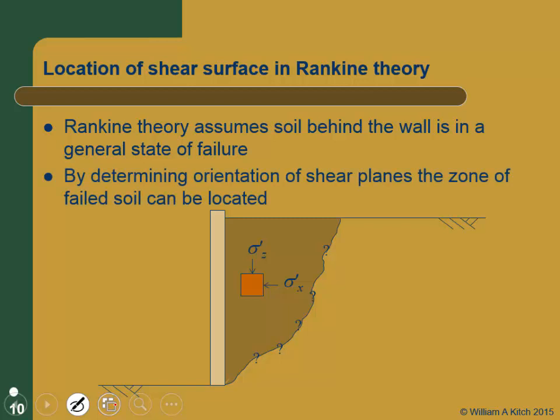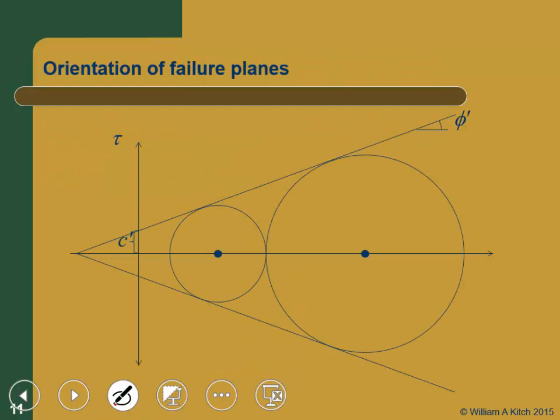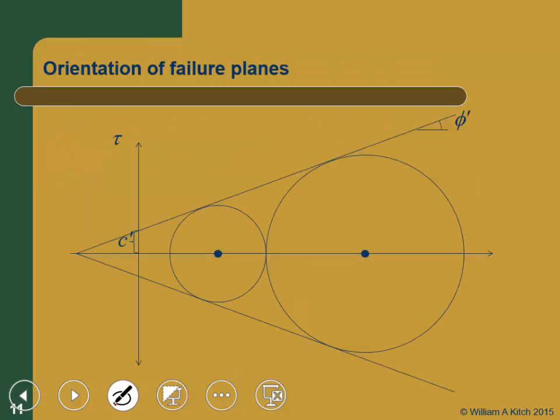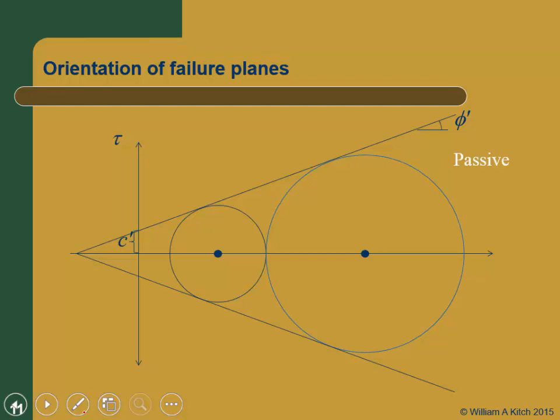So if we can determine the orientations of the shear planes, the failure planes, then we can locate where the failure surfaces are. So here's my 2 more circles, the passive circle and the active circle. So let's start with the passive case. So for the passive case, remember that sigma prime x is greater than sigma prime z. This is the pole point of my circle, right?